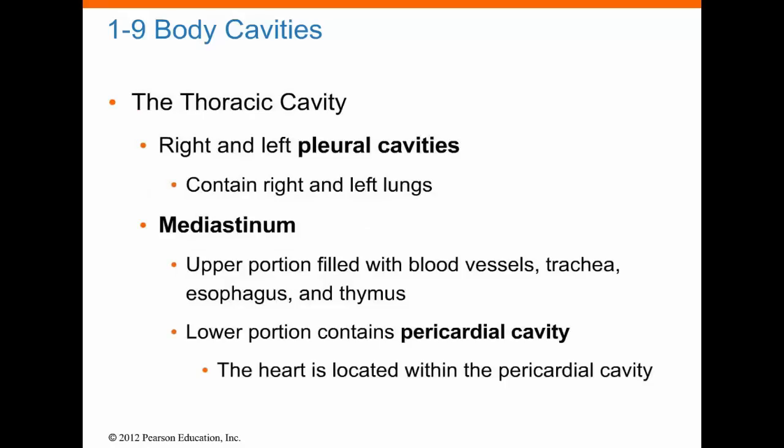So in the thoracic cavity, there is the left and right pleural cavities. So the pleural cavity has two membranes, the parietal and the visceral pleura, and they cover the left and right lungs. In the thoracic cavity, you also have the mediastinum, and within that is called the pericardial cavity, where the heart is located.